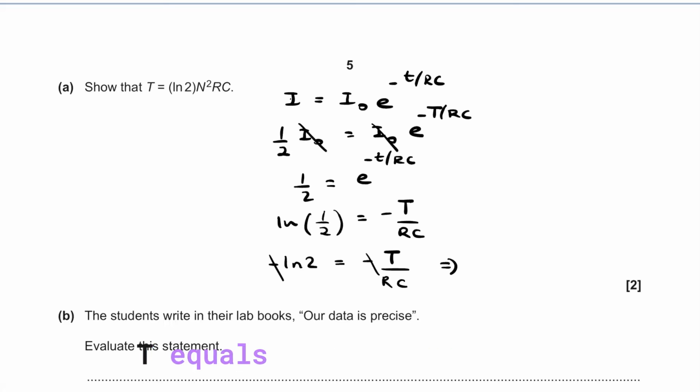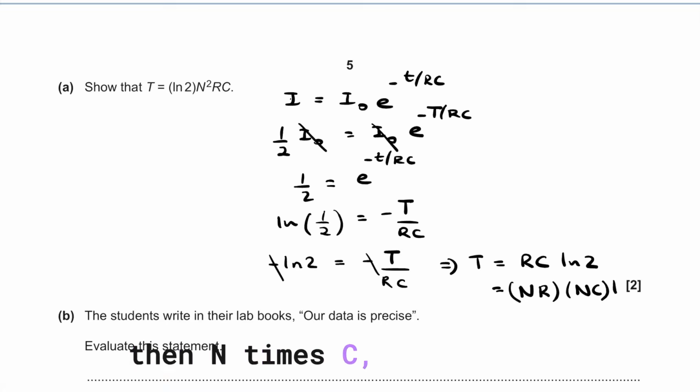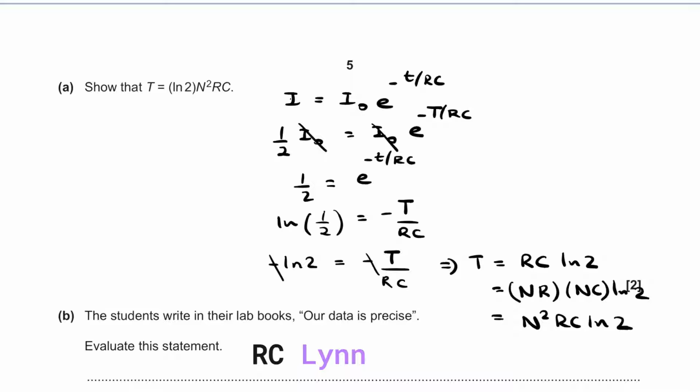T equals RC times ln 2. And because we know that there are a total of n resistors and n capacitors, if we introduce that over here, we'll have n times R and then n times C, same ln 2, which gives you n squared RC ln 2.